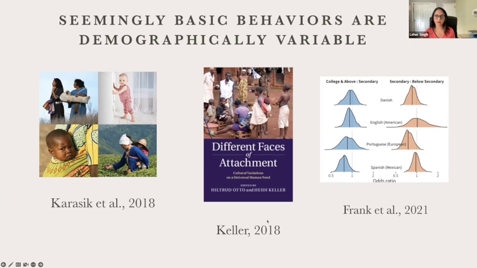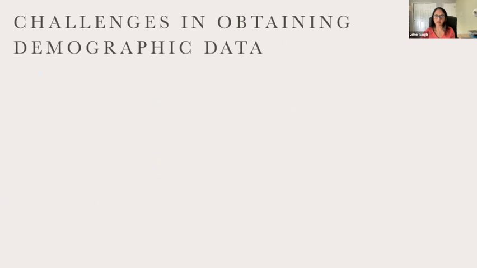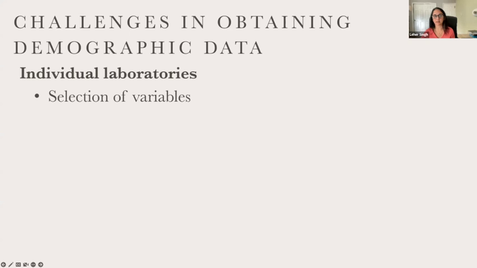So I don't think we can take for granted that infant behavior in some form or manifestation is necessarily stable across different contexts. So what are the challenges to this project and to obtaining and reporting demographic data? I've classified this in terms of individual laboratories, which face their own challenges in collecting demographic data, but also in terms of big team science. What are some of the ways in which constellations of labs, or large-scale collaborations, face their own difficulties that are different in collecting demographic data?